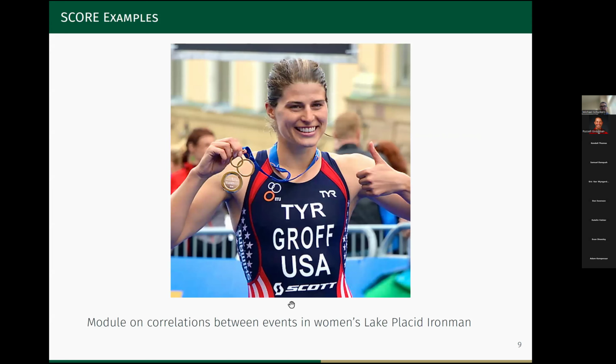I'll go into some detail and pull up some modules, but just to give you a couple of examples, this is a module on correlation between events in the women's Lake Placid Ironman. This is Sarah Groff True, who represented the US in a couple of Olympic triathlons, and was the winner of the Lake Placid Ironman, for which we have some data. And Sarah generously has recorded the introductory video for that particular module for us.